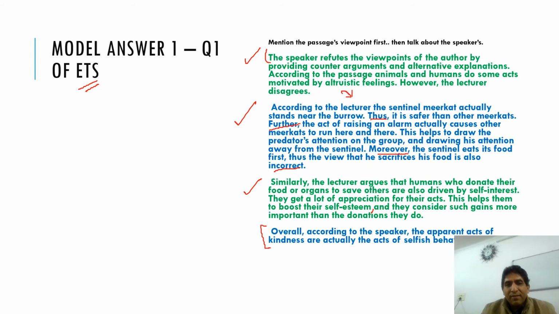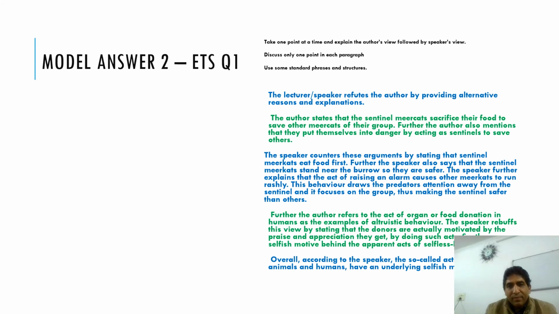So basically, we have written two paragraphs. One is about the meerkats, the second is about the humans, and then we have summed it up. And we have used some standard phrases. It is very important that you use correct English, and using these templates to practice your own writing is important. Once you use these templates to write a few of your own answers, you start remembering them, and that helps you to draft your answers easily.